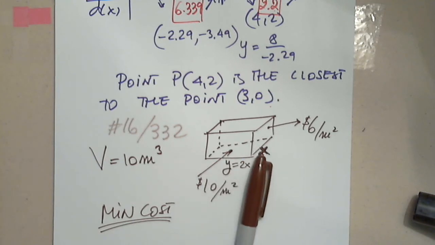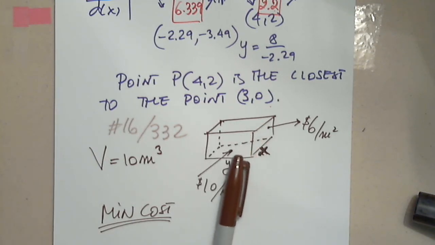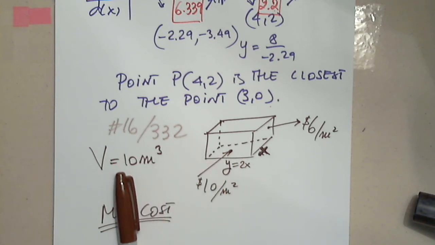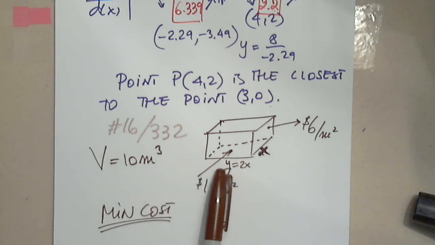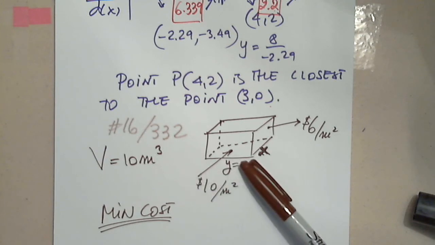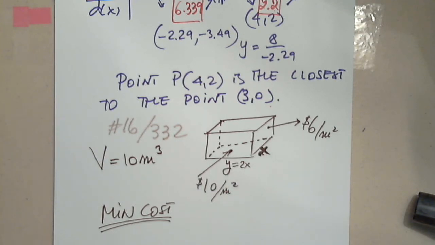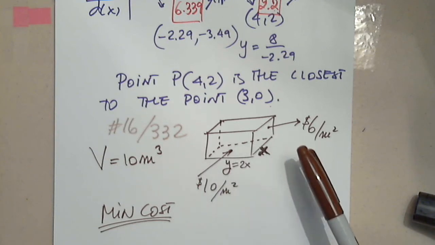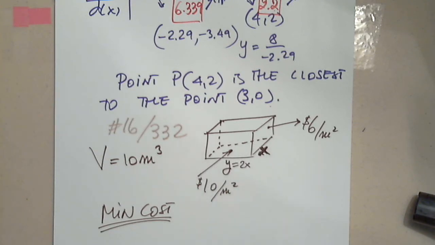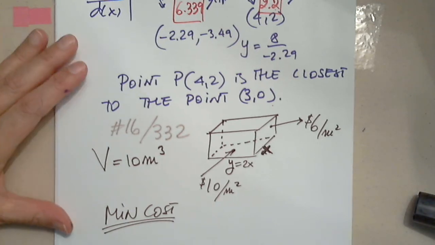So a rectangular storage container with an open top, so there is no cost for the top, is to have a volume of 10 cubic meters. The length of the base is twice the width. Material for the base is costing us $10 per square meter, and for all the sides, $6 per square meter. And we want to find the cost of materials for the cheapest such container.